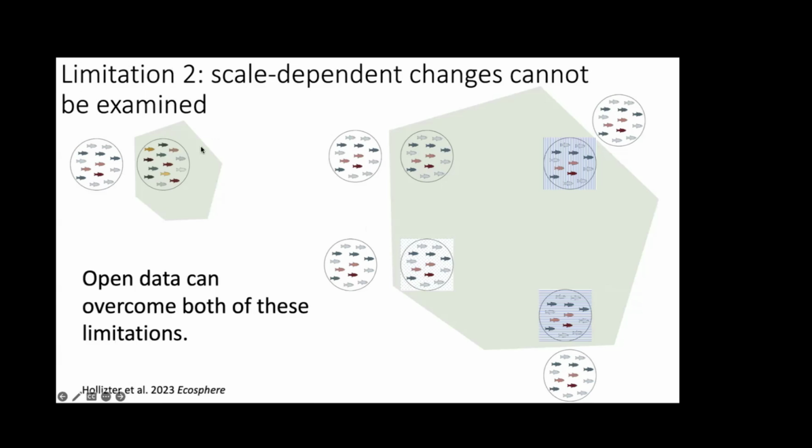So the first limitation was we can't do the multi-component change when we do meta-analysis. And the second limitation is we can't do scale-dependent changes when we do meta-analysis. And really open data, which I'm sure Steph and Clara have been pushing you guys towards, can overcome both of these limitations. And so I want to give an example of something that I did for marine reserves where I was able to overcome this limitation of using effect sizes and show you what we can do when we have the raw data, so to speak.